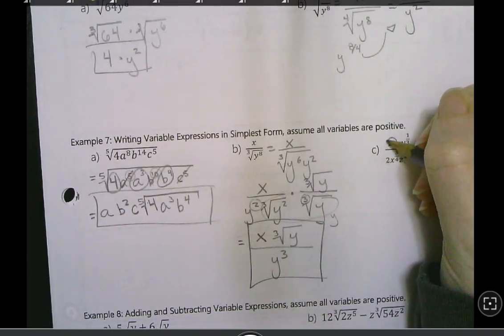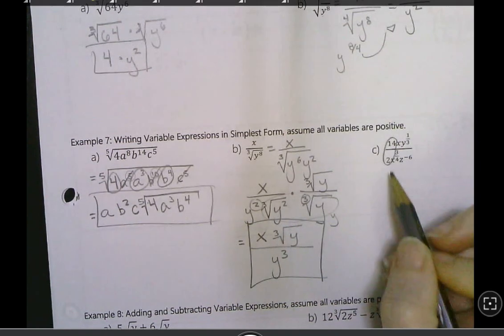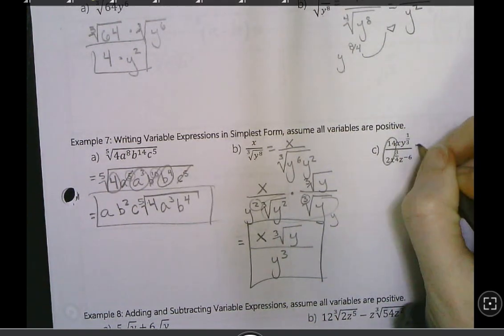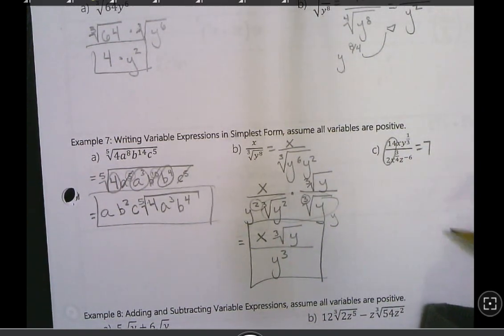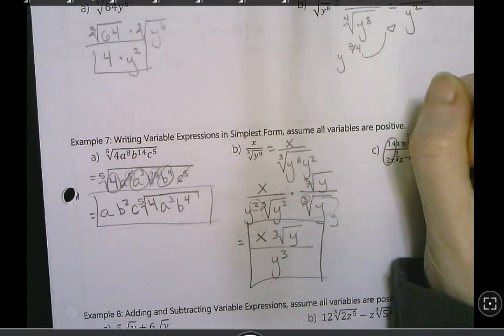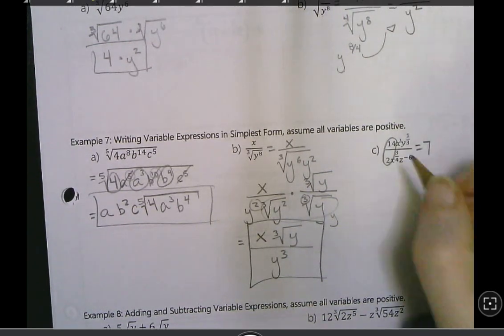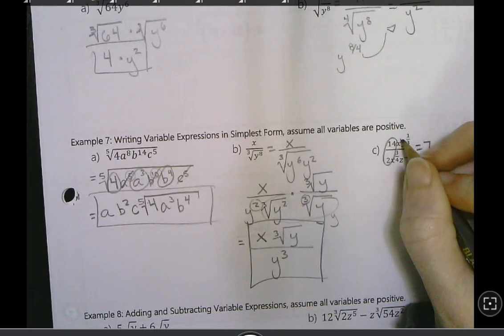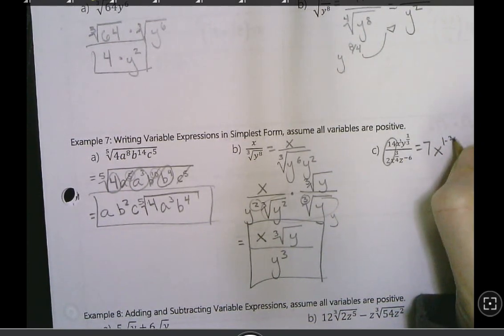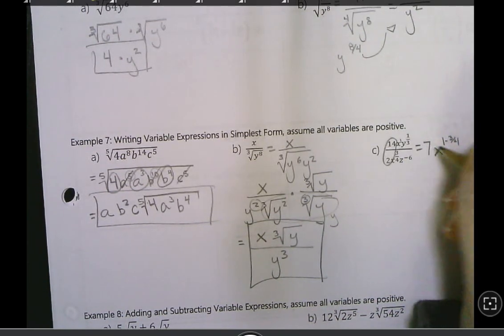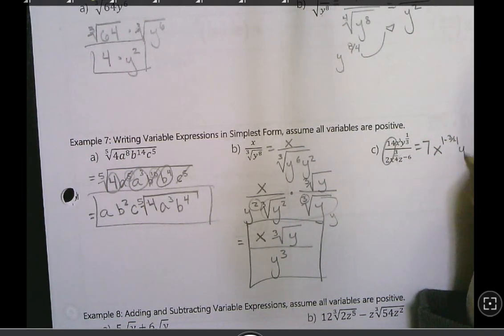Okay, so 14 halves here. First thing I'm going to do is simplify that. I know that's a 7. Now we have that quotient rule where we subtract our exponent, so this is technically to the first power, so I have x, and that's to the 1 minus 3/4. I have my y to the 1/3, there's nothing else down below.